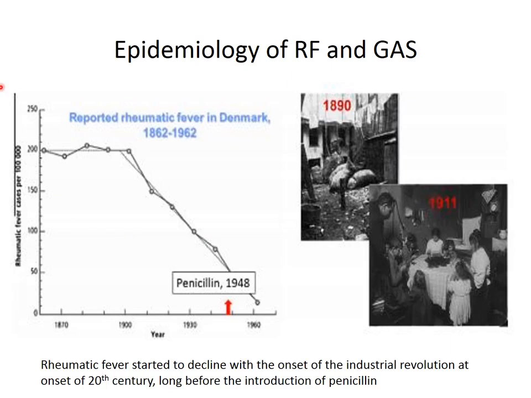Again, I like this slide because it shows the importance of primordial prevention, and you can see from those two pictures what the home looked like in 1890, and in 1911 after the onset of the Industrial Revolution, what the home looked like and the people looked like, and that is what led to a slow decline of the incidence of rheumatic fever before the onset of penicillin in 1948. And so this is what we mean by primordial prevention.